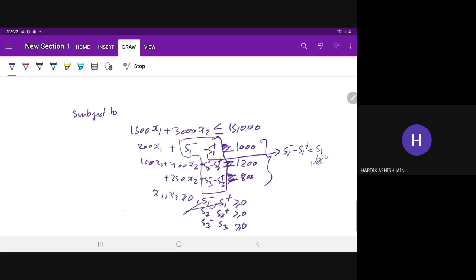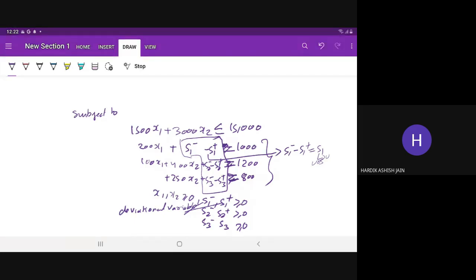These are known as the deviational variables. Here we do not say these are the slack or surplus variables. We say it is the deviational above, deviational below from the objective. Deviational above from the objective means we have more customers than required, than the estimated or than the demand.